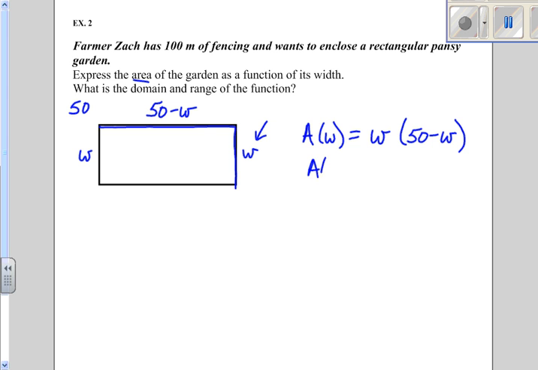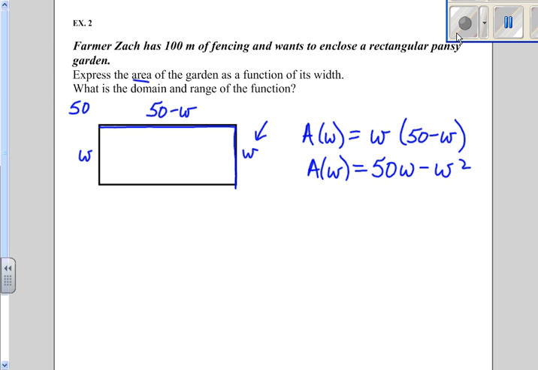I'm going to tidy that up a little bit. Using the distributive law, I get 50w minus w squared. I know that I have a quadratic, which would be graphed like a parabola. So I should have a domain that follows a parabola. But we have a real-life problem. So I know I can't have infinite width. I can't have infinite area. I need to think about practical numbers for this problem.